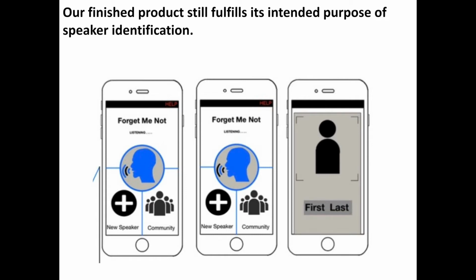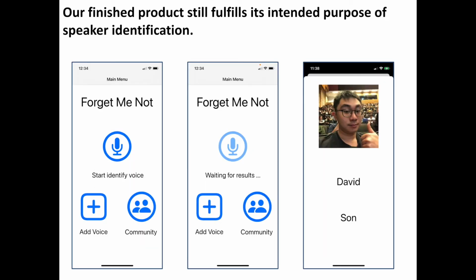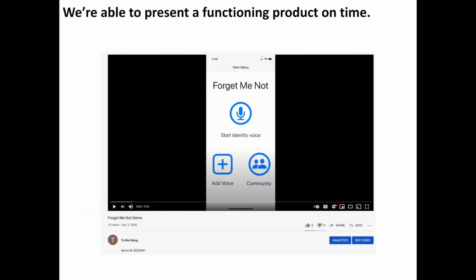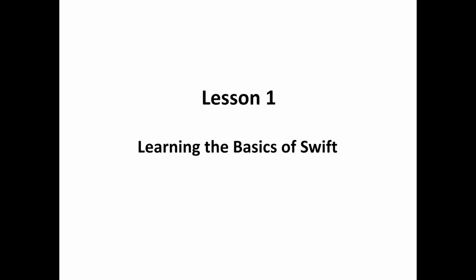This image from our UI UX graph depicts the speaker identification in its 3 stages: the initial stage, the waiting stage, and the result stage. This feature is faithfully recreated in our final product. As you can see, it still has these 3 stages from the original design. In the end, we were able to present a functioning product on time, with all of its features thoroughly explained in the demo video. So, what are the 3 lessons?